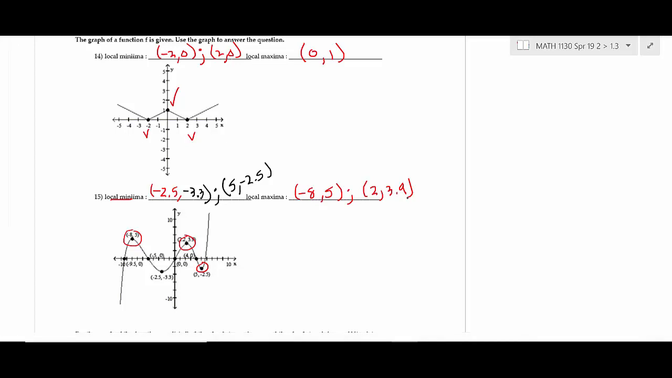This one does not have an absolute max, and it doesn't have an absolute min, so you might want to write down there's no absolute max or absolute min. An absolute max or min would just be the graph reaches a high point, and since this graph goes on forever, it never has an absolute high point, and it also never has an absolute low point, so it's only going to have local maxes and mins like that. Okay?